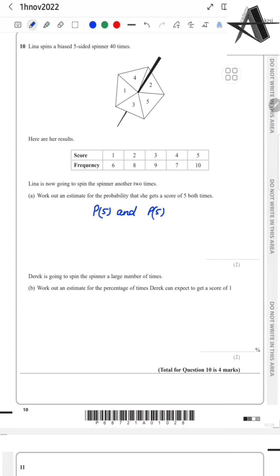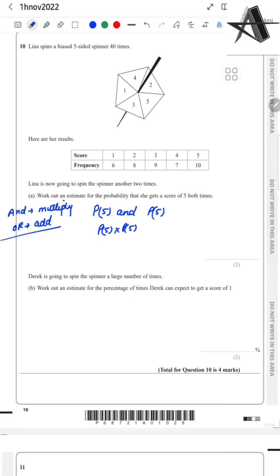There is a rule that is called AND rule and OR rule. Wherever it's AND, you need to multiply the probabilities, and when it's OR, you need to add the probabilities. Clearly, it's a case of AND. She wants 5 first and 5 again. So probability of 5 and 5 is simply multiply them together.